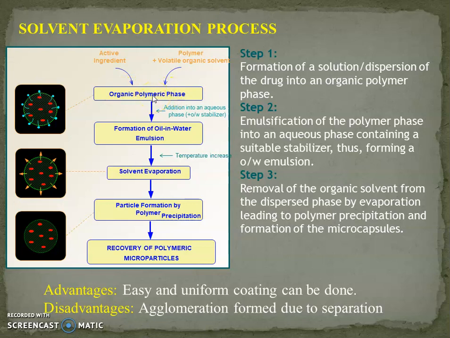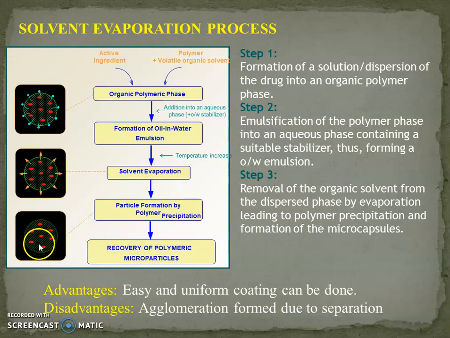This organic polymeric phase is added into the aqueous phase, which consists of a stabilizer, to form an oil in water type of emulsion. It may be maintained at a certain temperature so that the solvent from the solution gets evaporated slowly, and finally the microcapsules in the solution get precipitated, and these microcapsules can be obtained in the vessel at the bottom side. So this is the structure of microcapsule.